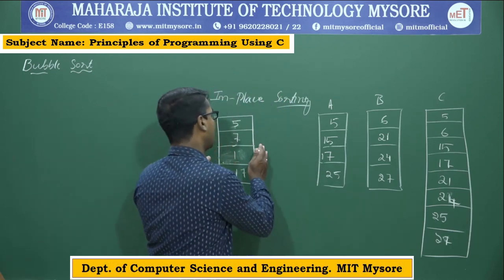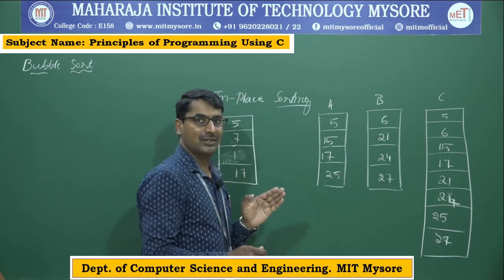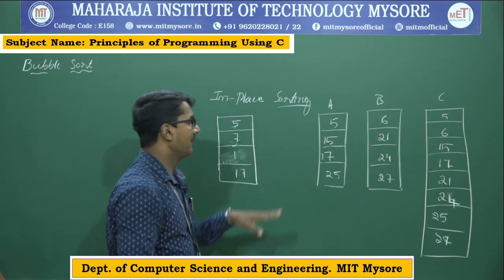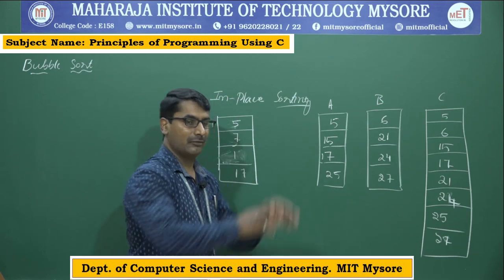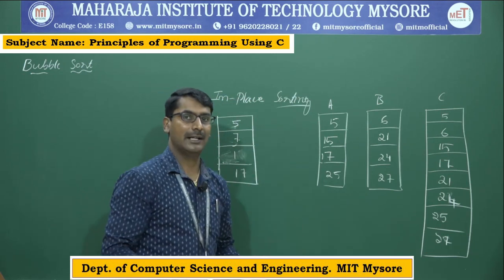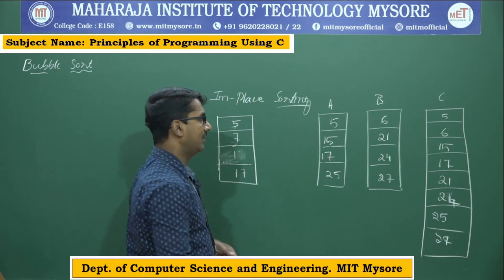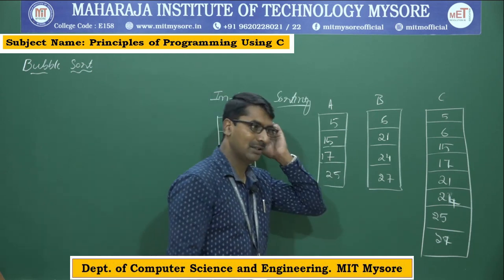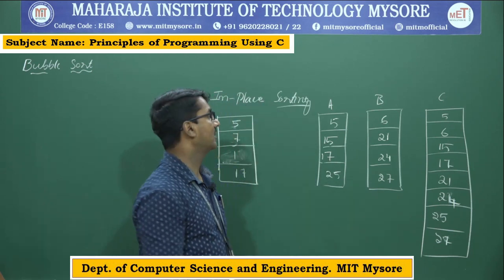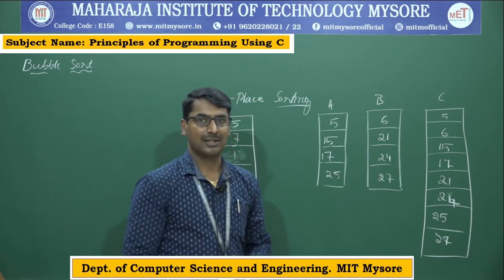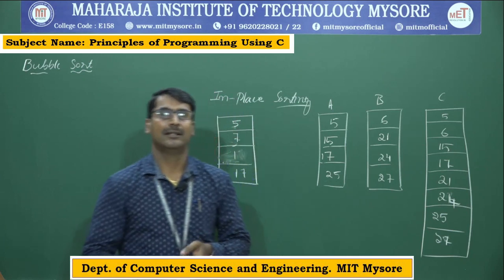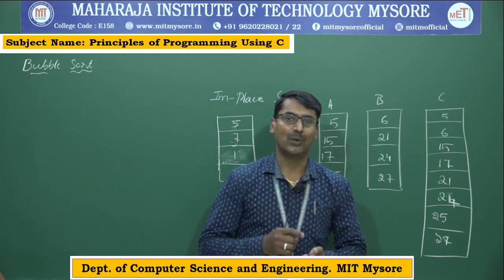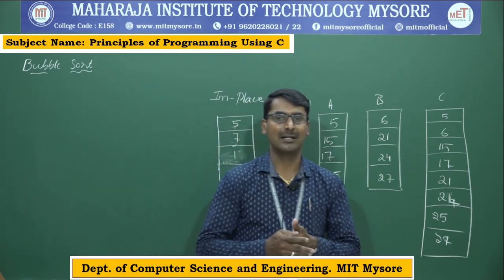So in the in-place sorting, the elements will be arranged in the same array itself, but in the not in-place sorting, we require one more array, one more location for arranging the elements. So this is an example of not in-place sorting. This sorting is called merge sort technique. Okay, now in this session we are going to discuss one technique called bubble sort technique.